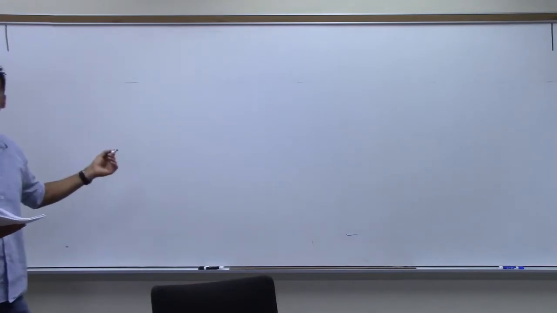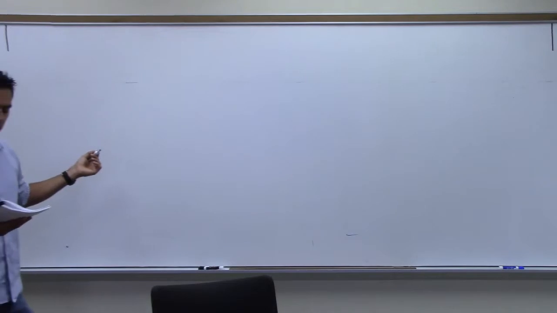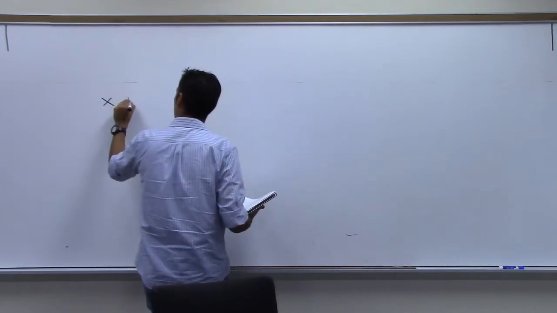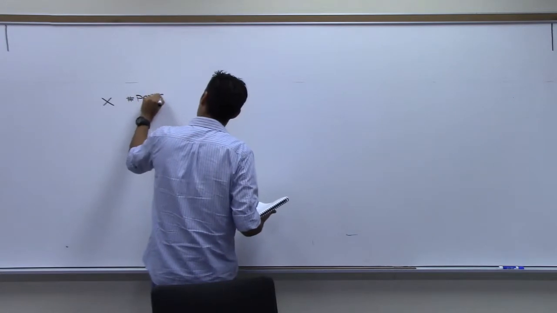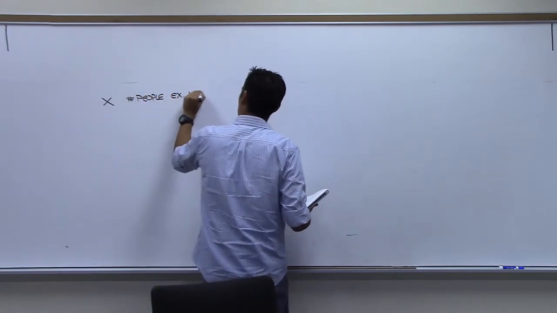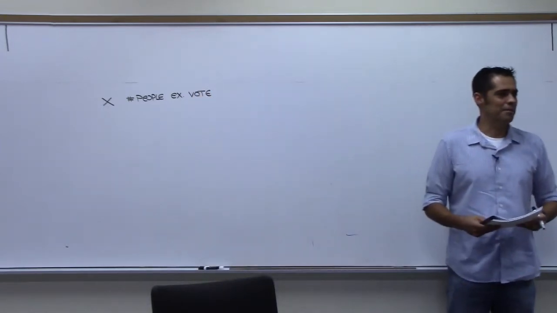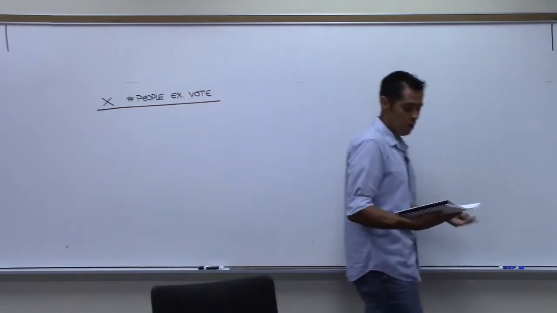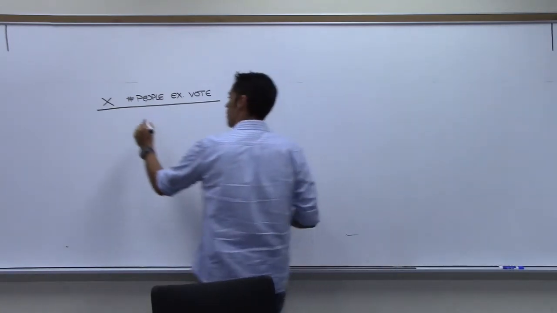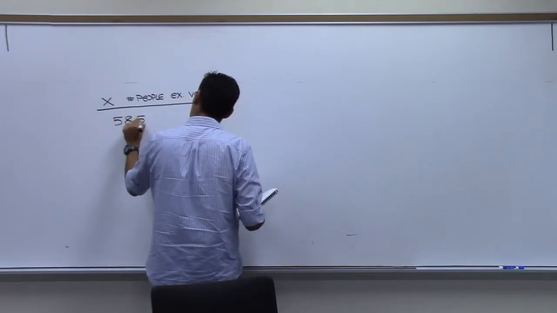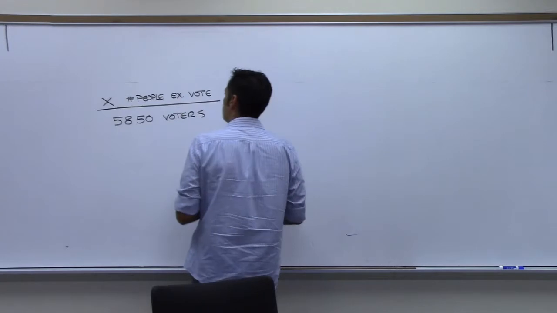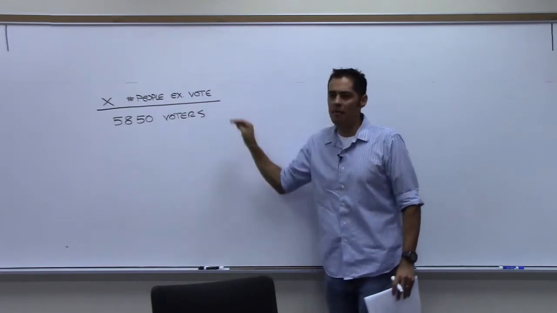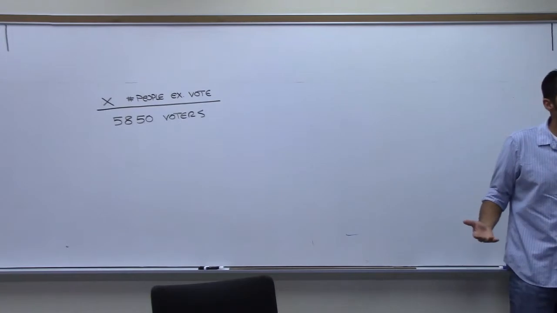Let's write down what we want first, right? So what do you want? You want x, which is going to represent how many people would be expected to vote. This is the number of people expected to vote. Is that all right with you? And we want to know that in relationship to what? To 5,850. I'll put voters. So how many of the people are expected to vote out of the 5,850 voters possible? Okay, keep going, Carlos.